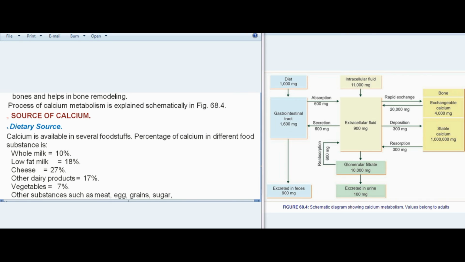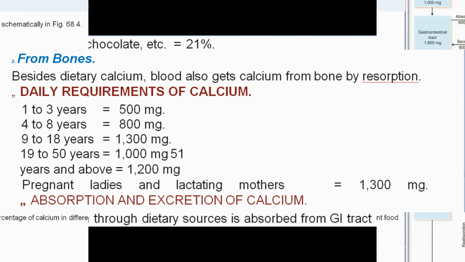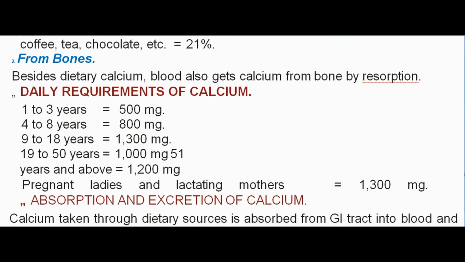Source of calcium. Dietary source. Calcium is available in several foodstuffs. Percentage of calcium in different food substances: whole milk equals 10%. Low-fat milk equals 18%. Cheese equals 27%. Other dairy products equals 17%. Vegetables equals 7%. Other substances such as meat, egg, grains, sugar, coffee, tea, chocolate, etc. equals 21%. From bones. Besides dietary calcium, blood also gets calcium from bone by resorption.